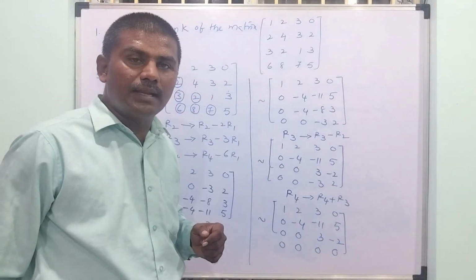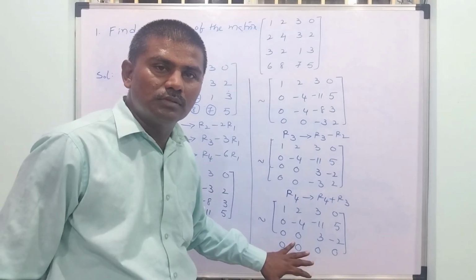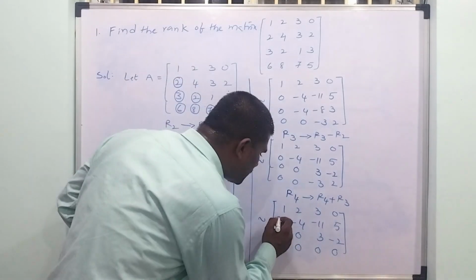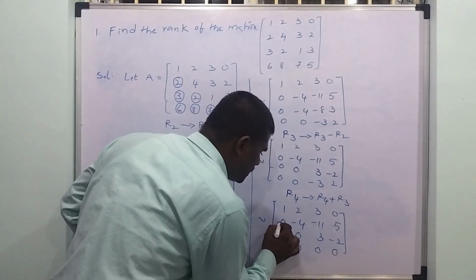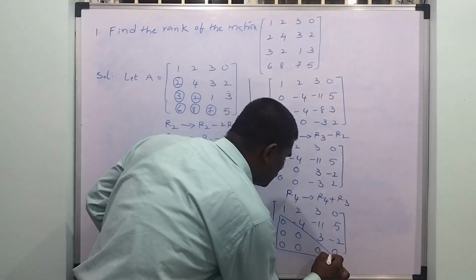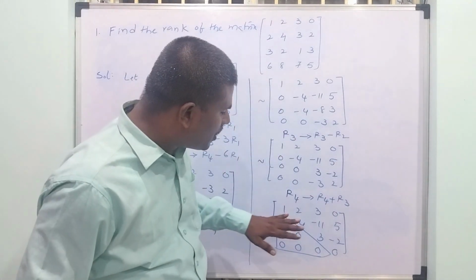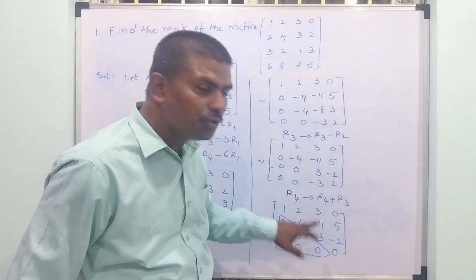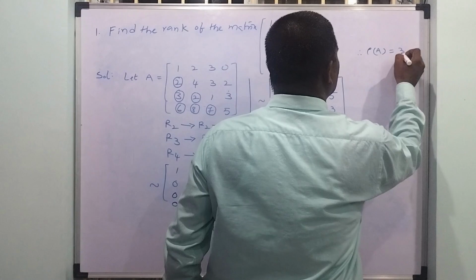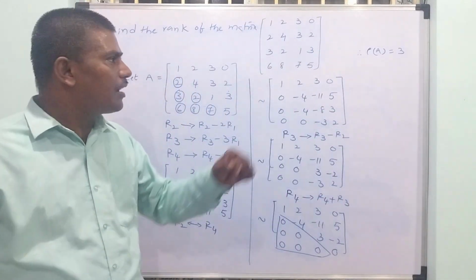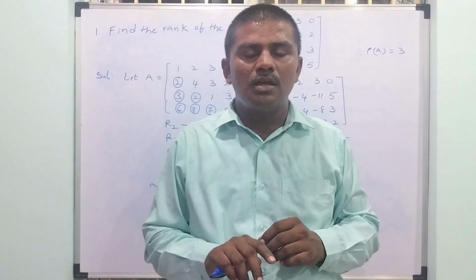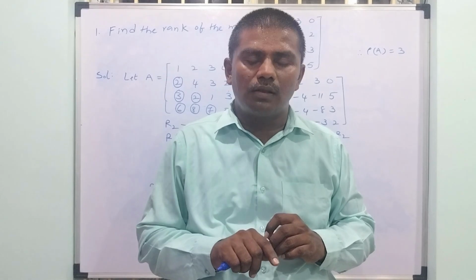Now let us calculate the number of non-zero rows of the obtained echelon form. This is in echelon form. How many non-zero rows are there? 1, 2, 3. Therefore, rank of A is equal to 3. For the given matrix, rank of A is equal to 3. This is the way how to find the rank of a matrix by the concept of echelon form.